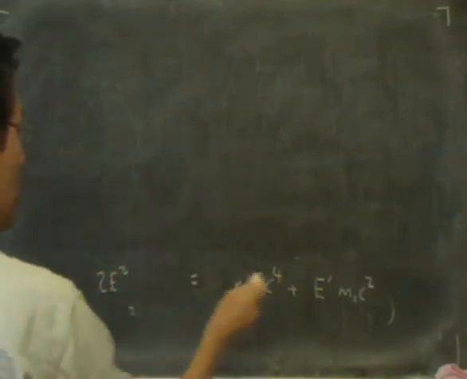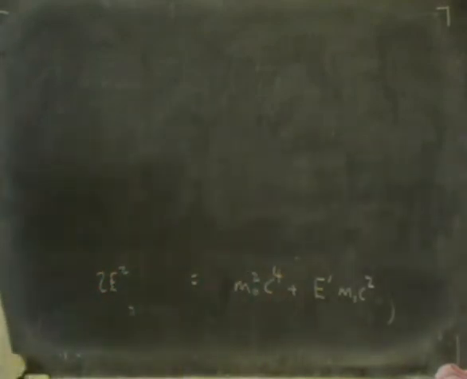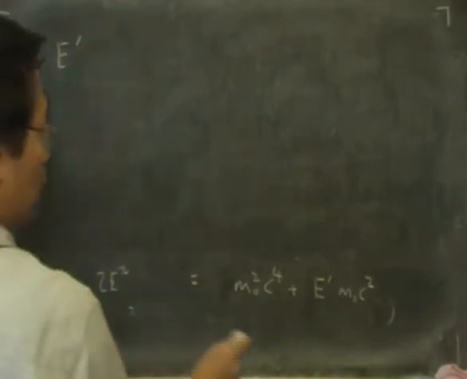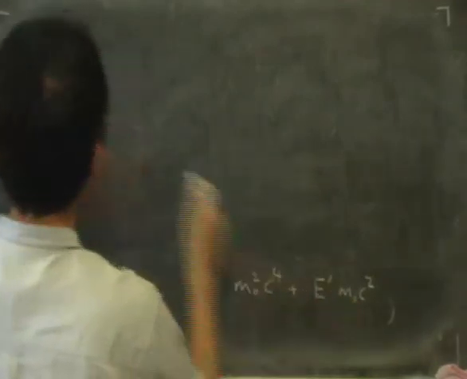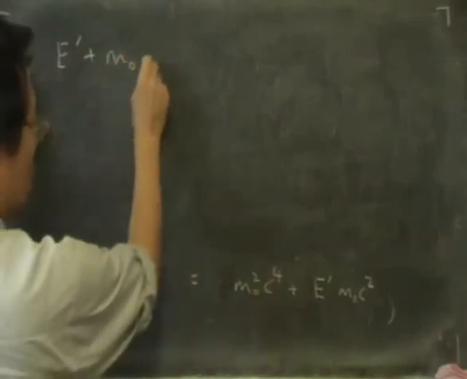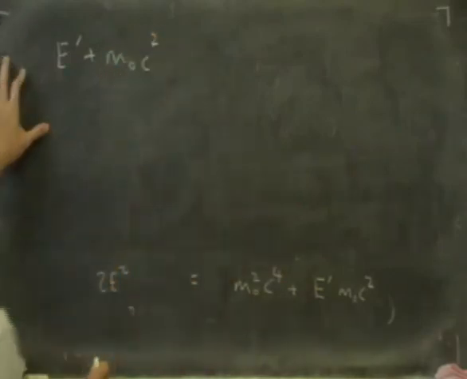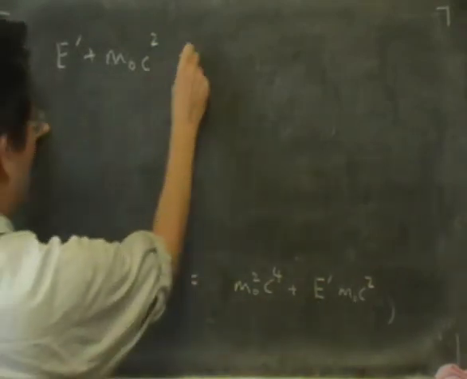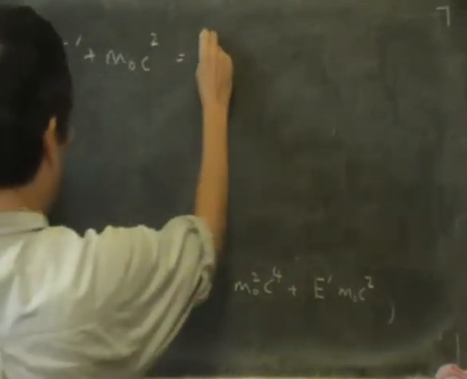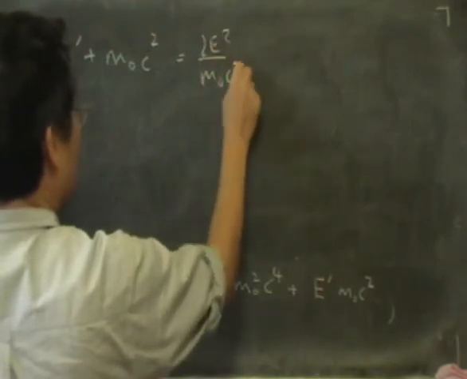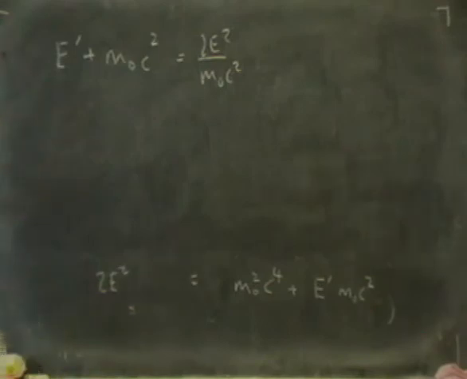Right, let me rearrange this. I divide both sides by m naught c squared, and I write the e prime down here. Divide this by m naught c squared. This is what I'll get. Divide that by m naught c squared. This is what I'll get.